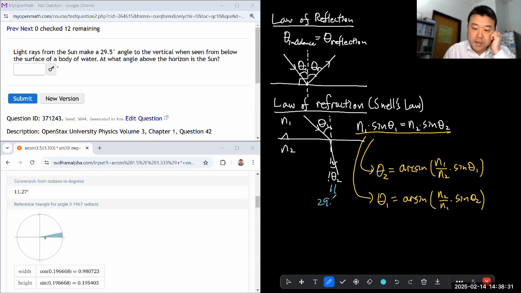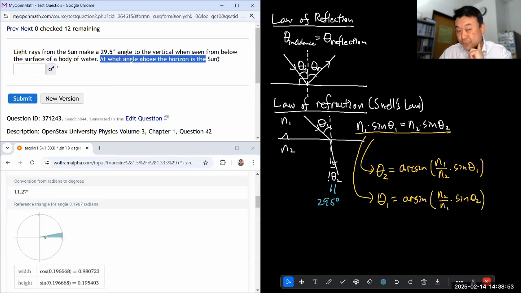is 29.5 degrees, because it's looking at the angle of the light ray when seen from below, in reference to vertical. So now I can work out theta 1, and if I plug it in, it'll say it's wrong, because it's not actually asking for theta 1, it's asking at what angle above the horizon is the sun. So it's asking for this angle that we don't actually use to specify Snell's law stuff. But let's work out theta 1 first, and all I have to do is subtract that from 90 degrees.